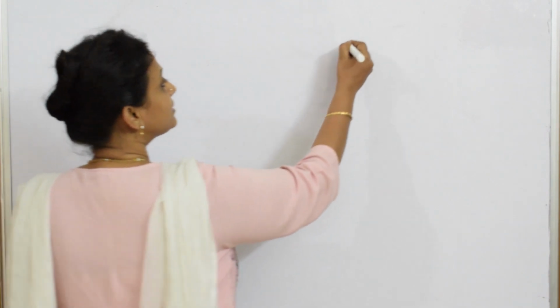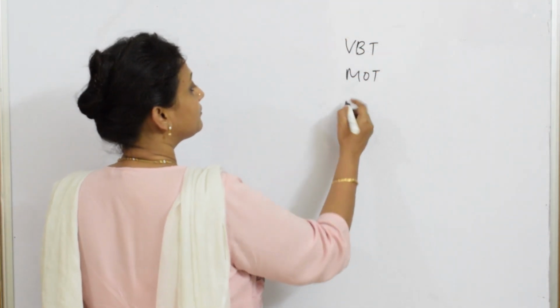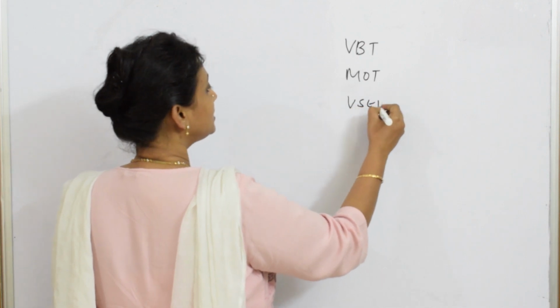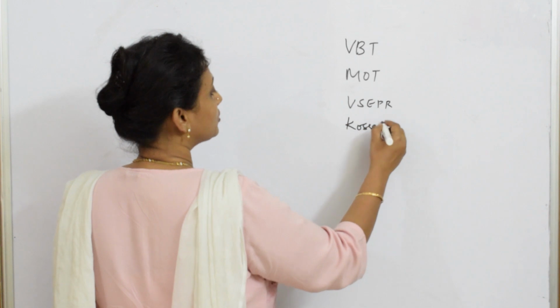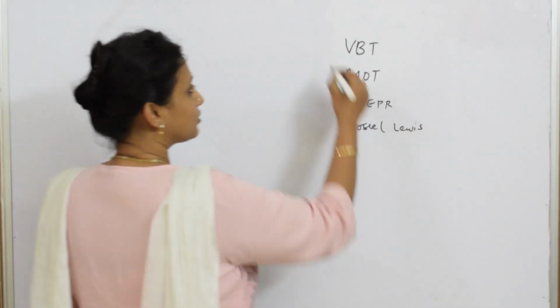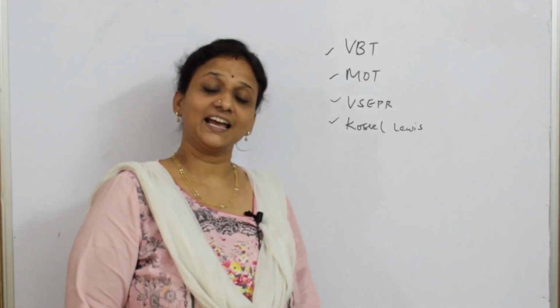Before I start with the topic, let me see what I have completed in this chapter. Yes, so I have completed VBT theory, MOT theory, and VSEPR theory. I've also done the Kossel-Lewis approach. I have done all these. Please go through the videos and please send your suggestions and comments also.